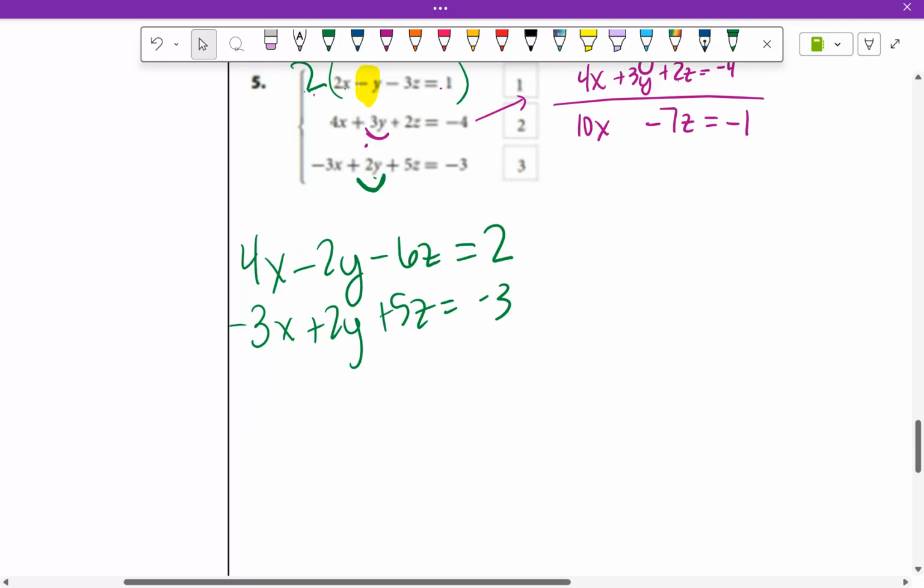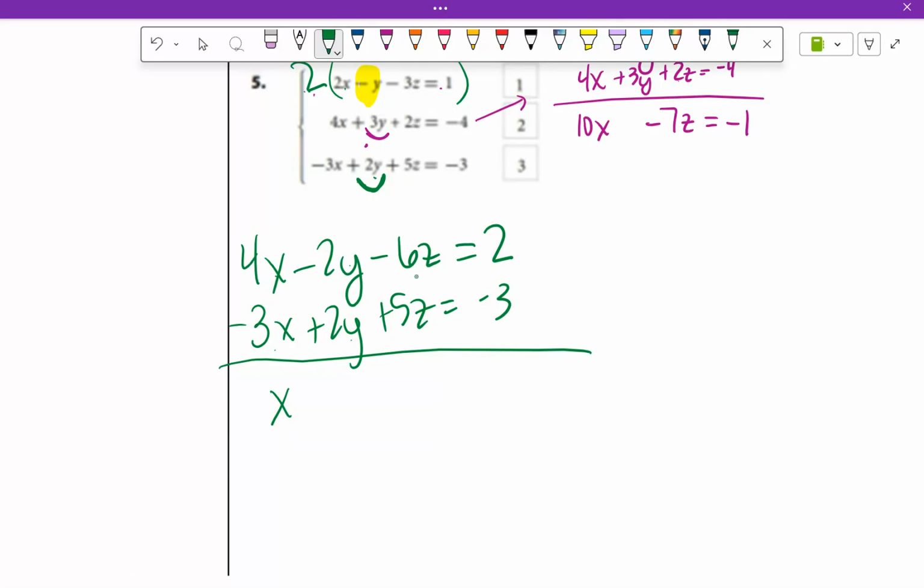And then we are going to add vertically. So 4x minus 3x is x. -2y plus 2y is 0, so it cancels. -6z plus 5z is -z equals 2 minus 3 is -1.